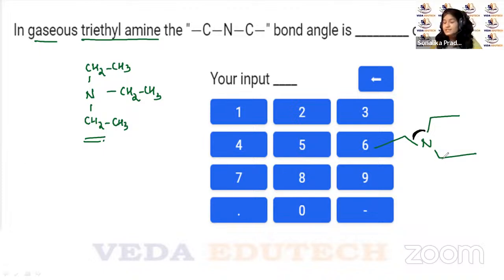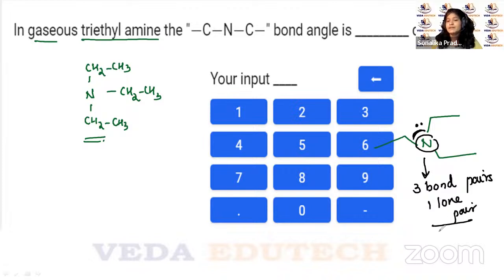As we can see, children, the nitrogen is having 3 bond pairs. It's having 1 lone pair here, right? So it's having 3 bond pairs and 1 lone pair. So this is going to be sp3 hybridized, with 1 lone pair. So your bond angle is definitely going to be 108 degrees.